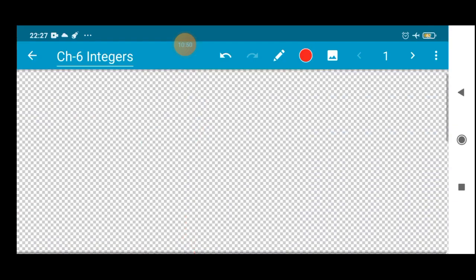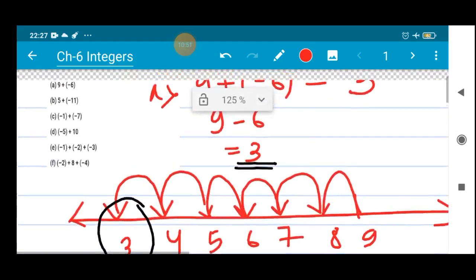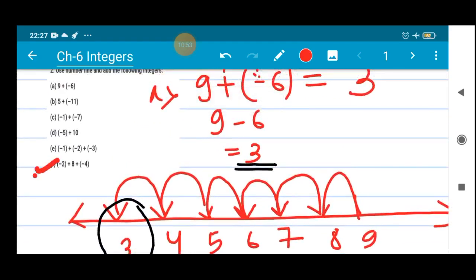Now the remaining last sum, number F, I want you all to do it yourself. It is very important and very interesting. You will like it.